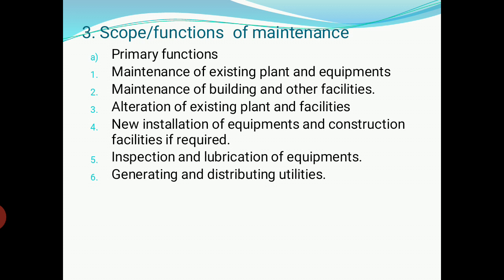Next comes up is there can be proper inspection that can be worked out. Lubrication of the equipments may be there. Lubrication means oiling the equipments, right, to avoid the friction. So that is also the work that has to be done by maintenance management. And the sixth one is generating and distributing the utilities that may be required to maintain the resources or maintain the facilities or maybe maintaining the equipments. These are considered to be the primary functions, right?